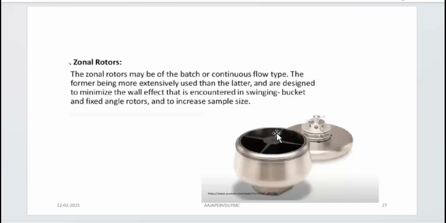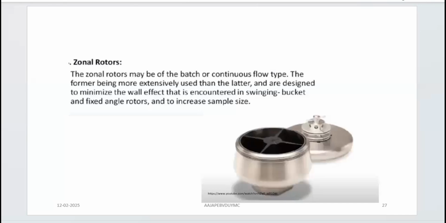Of course, you can use a gradient also. So this chamber is filled with the density gradient, like cesium chloride or sucrose gradient, and you are loading the sample at the top of it, and the centrifuge is allowed to run. What will happen on the outer side of the chamber? You are going to have larger particles sedimenting, and near the center you are going to have smaller particles sedimenting. So this is about the zonal rotor. What is the importance of the zonal rotor? To minimize the wall effect. Falling back due to convection currents is not going to happen here.